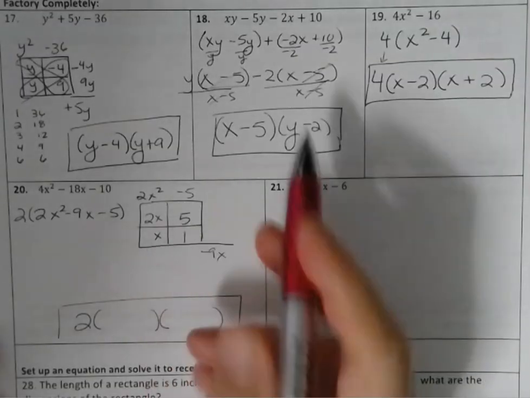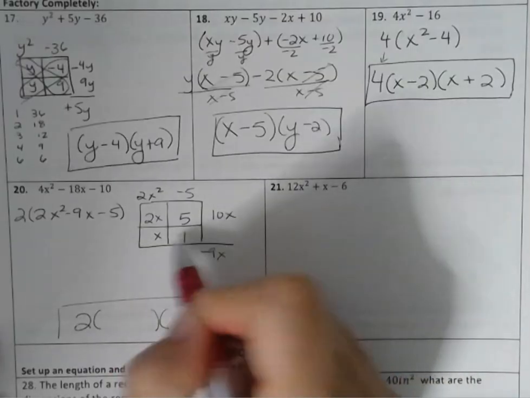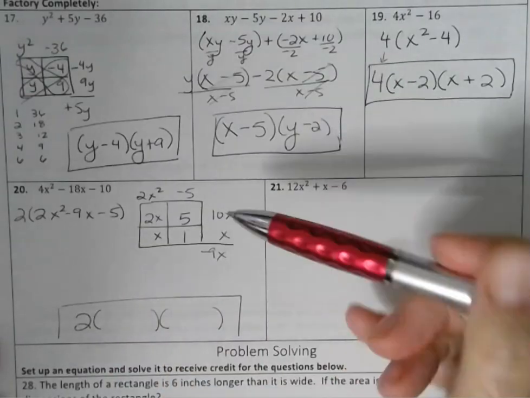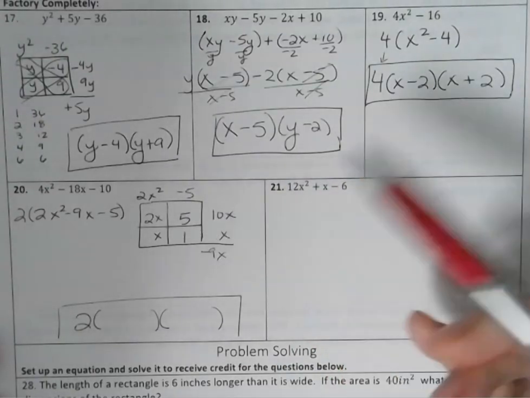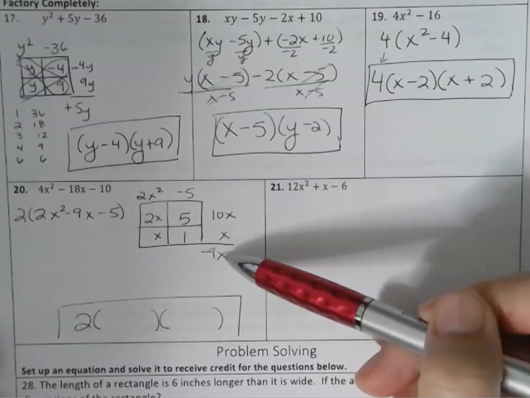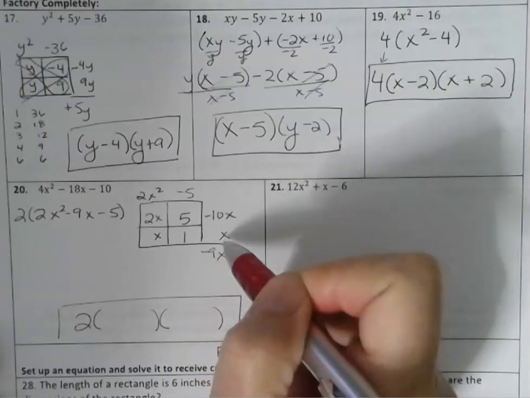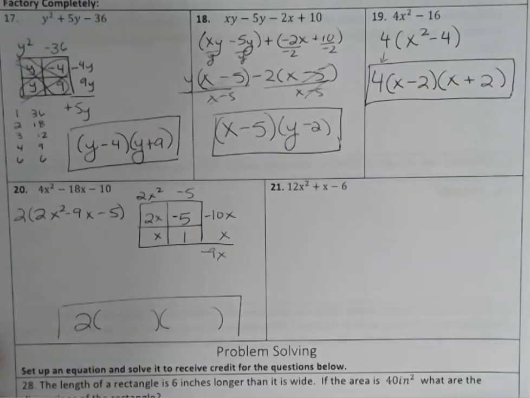So multiplying across, I have 10x, and multiplying across, I have 1x. I'm just going to write that as x. Now remember, I want this to be negative 5, so one of these has to be negative. And when I look over here, if I added these together to get a negative 9, I would have to have negative 10 and positive 1. So my 5 is going to be negative.